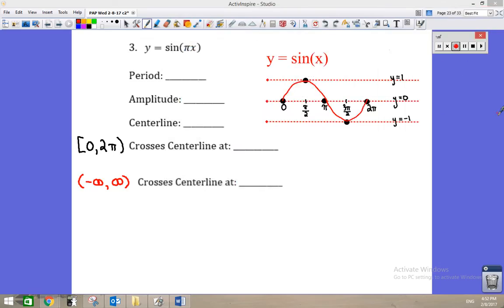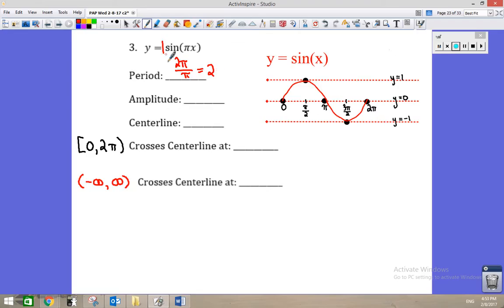Alright, so let's take a look at this problem number 3. We've got our parent function as the basic sine function. For your reference, I've put the 5 major points here. To determine the period is always 2 pi divided by the coefficient in front of x, which is pi. Reduce this so my period has a length of 2.